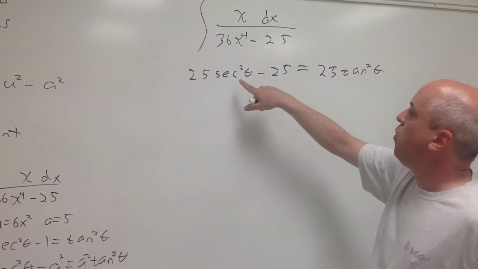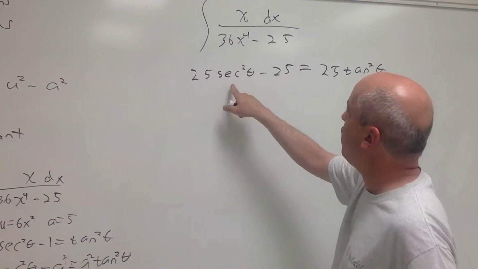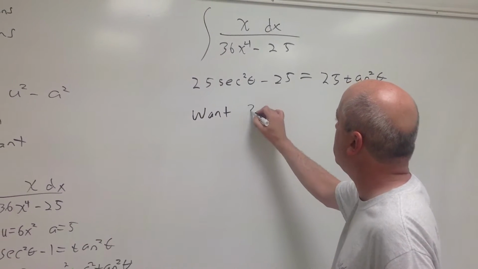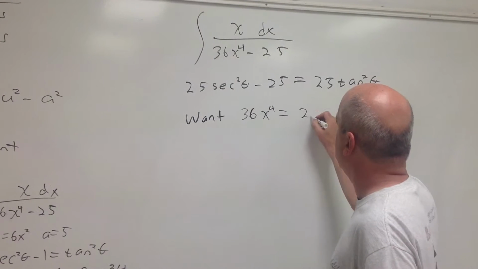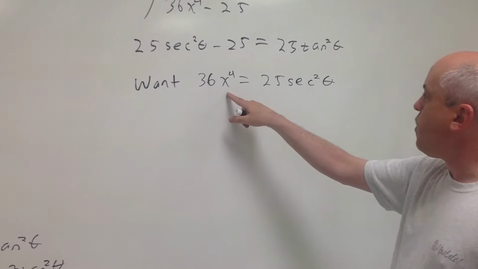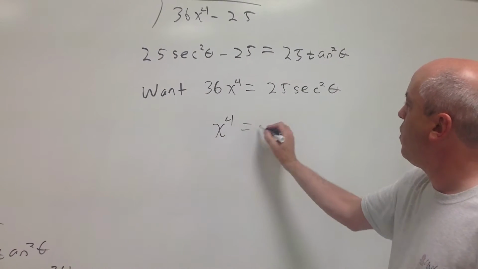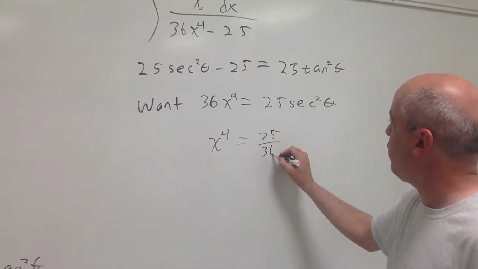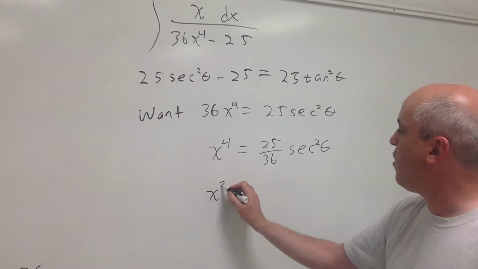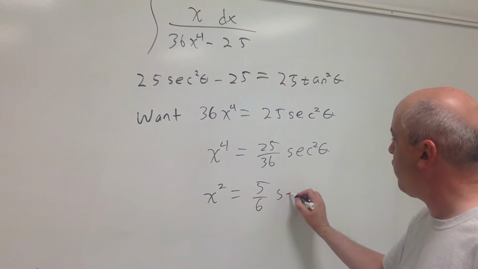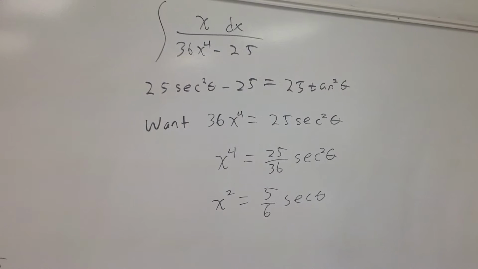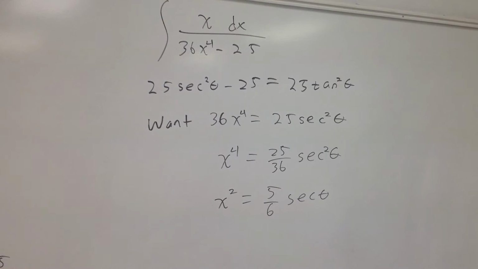Okay, so what do we want in the end? We need 36x to the 4th to look like 25 secant squared theta. So that's what I want to have happen. Now what do I have to let x equal? Well, x to the 4th would need to be 25 over 36 secant squared theta. X squared would need to be 5 over 6 times secant theta. So this is where I'm going to stop with my substitution. I want x squared to be 5 over 6 times secant theta.